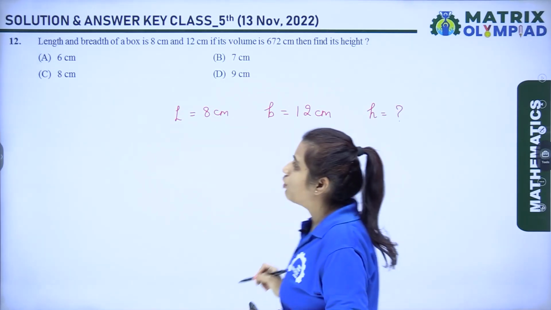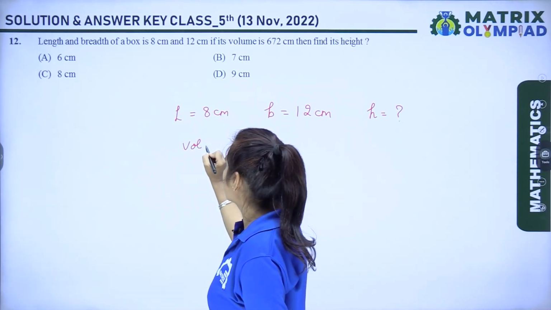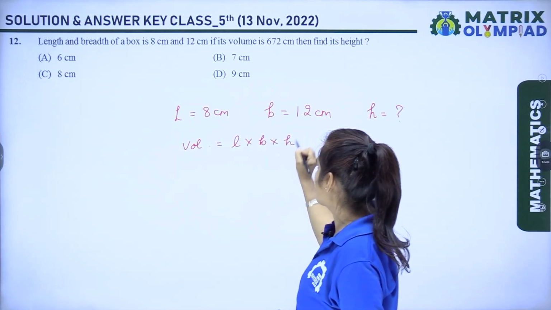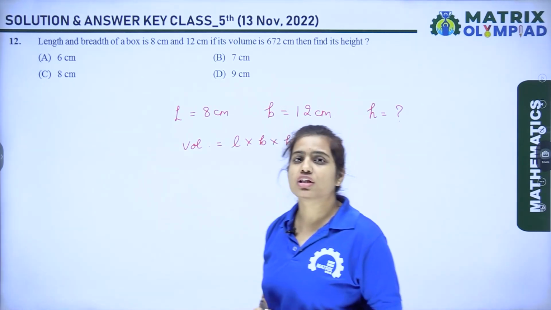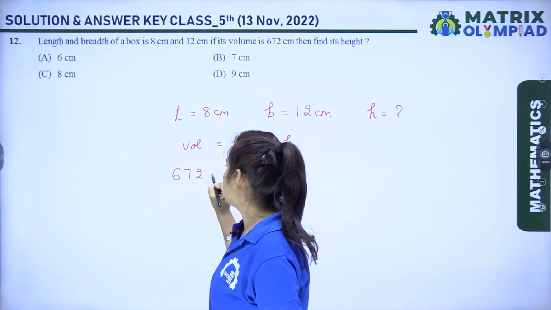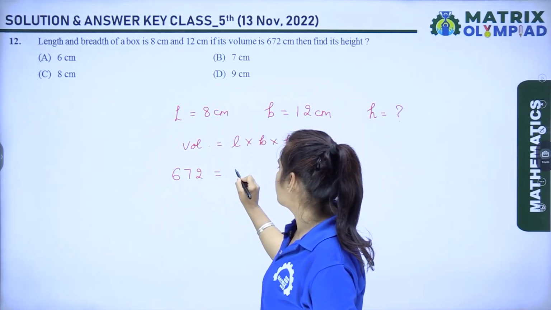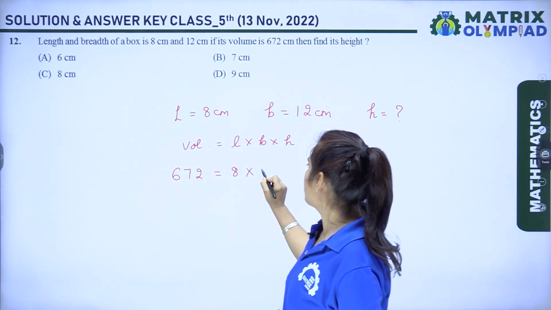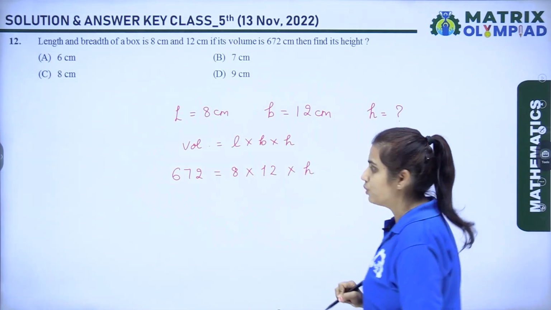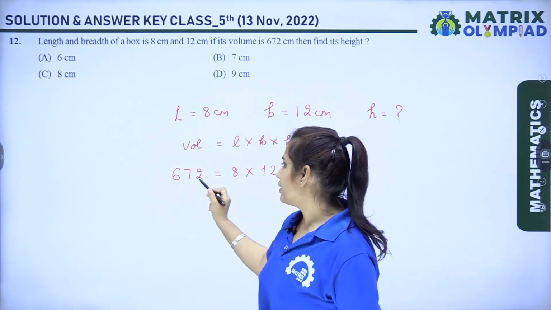We know that the box is of a cuboidal shape. So volume of cuboid is equal to L into B into H. So here in the question we are given the volume, that is 672. So volume of the cuboid is 672, equal to the value of L, means length, is 8 multiplied by the value of breadth, 12, and height is not given to us. So volume of the cuboidal box is 672.